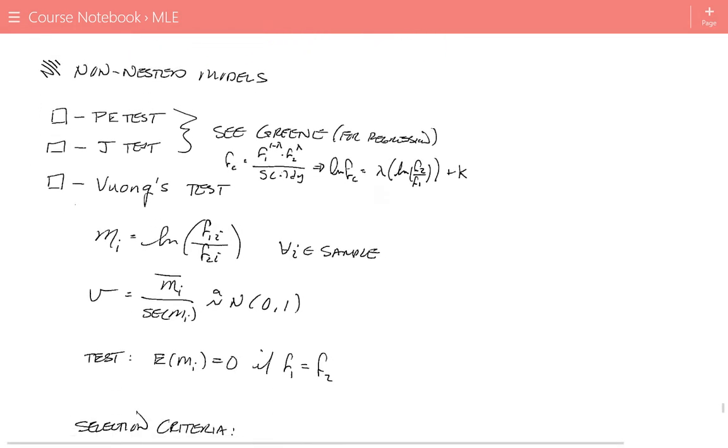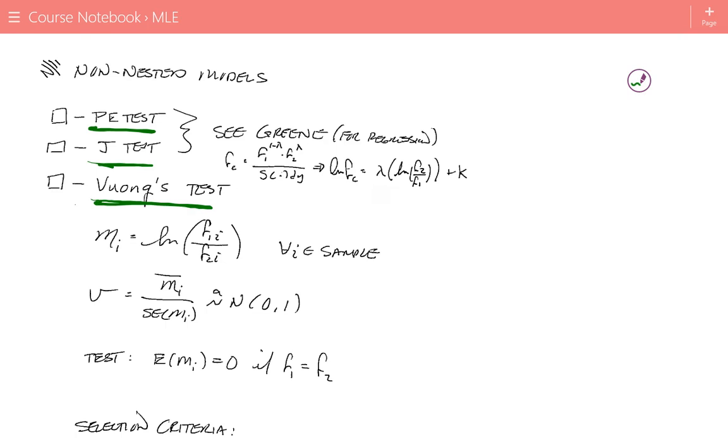Now, if your models are non-nested, then you can use a number of tests that are designed for non-nested models. For regression, you've got what's called the PE test. You can see the green book for that and the readings for that. You can do what's called a J-test, and you can use what's called a Vuong test. These are all essentially comparing the results under the two different models, right?